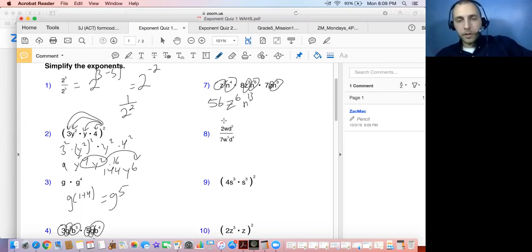Number 8, again, matching game: match up the variables to the like variables here top to bottom. So we do our 2 and our 7. Those don't match, so we can't do anything with those. And then we have w to the first and w to the fifth. So w to the 1 minus 5 is w to the negative 4. And then d to the 2 minus 4 would be d to the negative 2. And then we can rewrite that as 2 over 7 w to the fourth, d to the second power.